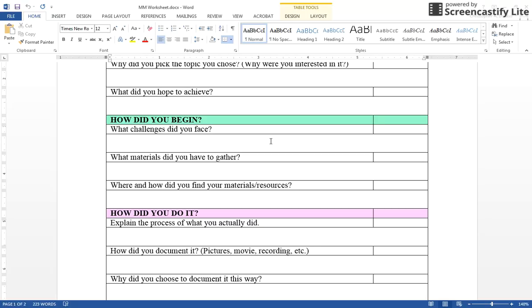The next one: where and how did you find your materials and resources? This is important, so make sure you give us detailed answers. Do not just put Google or YouTube. What we're looking for are actual web addresses that will take us to a web page or to a YouTube video. So give us the full web address. Again, the idea is for others to be able to follow in your footsteps and go directly to the website or the video that you went to.